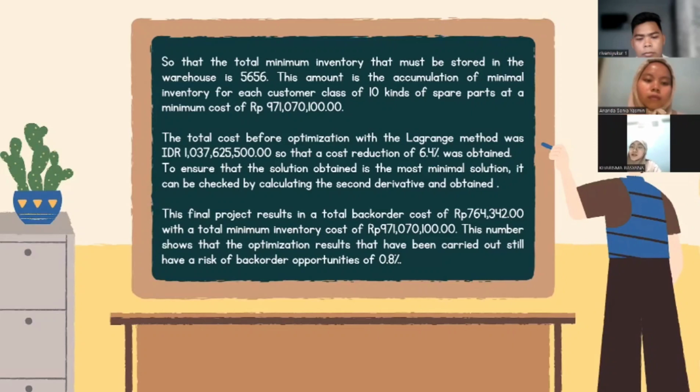This final project results in a total back order cost of 764,342 with a total minimum inventory cost of 971,070,100. This number shows that the optimization results that have been carried out still have a risk of back order opportunities of 0.8%.